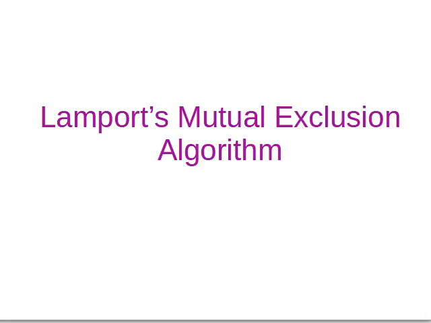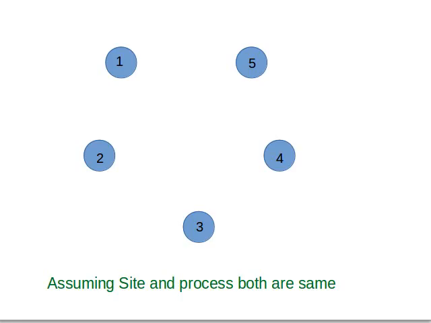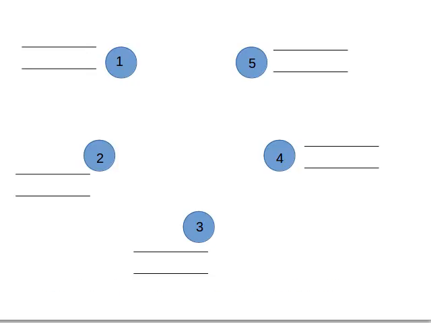Hello everyone. In this video, let us learn about Lamport's mutual exclusion algorithm. Mutual exclusion is nothing but no two processes can enter into critical section simultaneously. So, let us assume that initially we are having 5 sites and each site maintains a queue to store the requests.